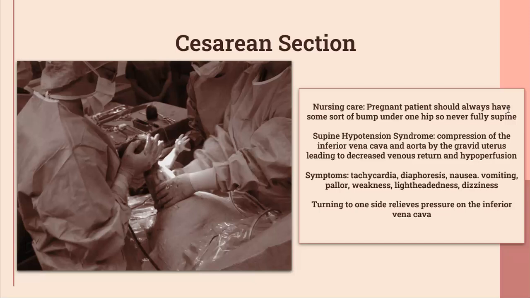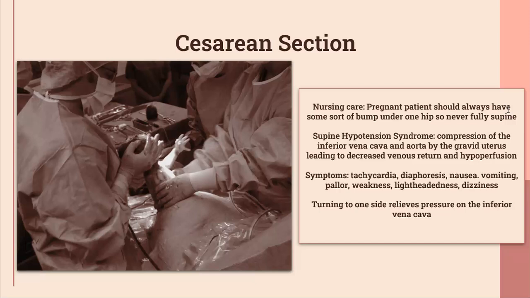So what you need to know is a pregnant patient should always have some sort of bump under her hip, so she's never fully supine, and you'll see that. Hopefully you'll notice that in the operating room, so mom's never really just pressing on that vena cava with that gravid uterus.